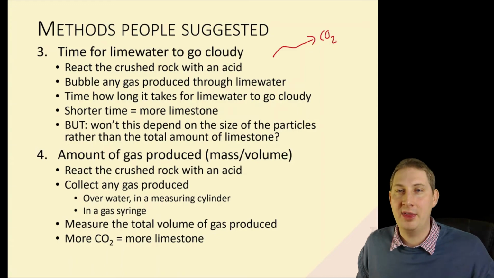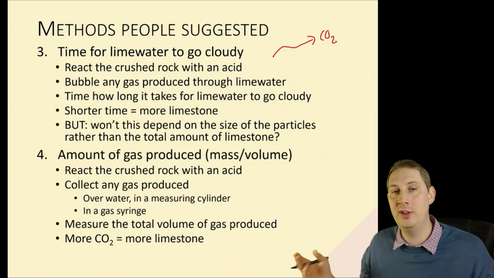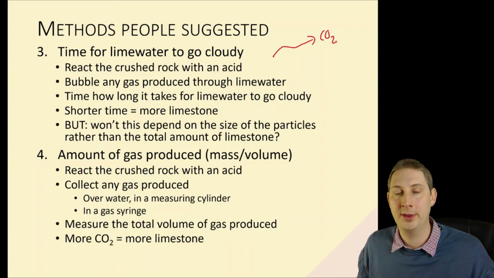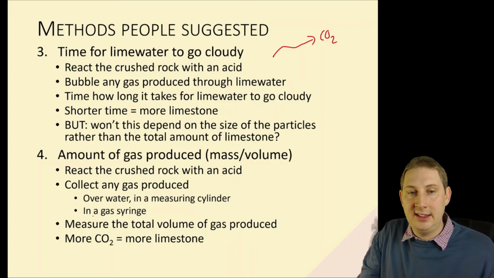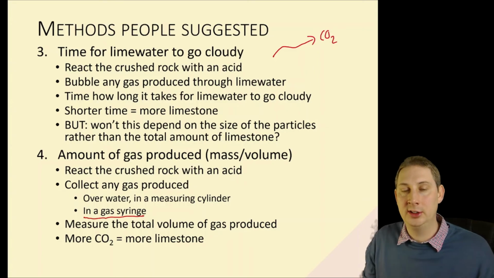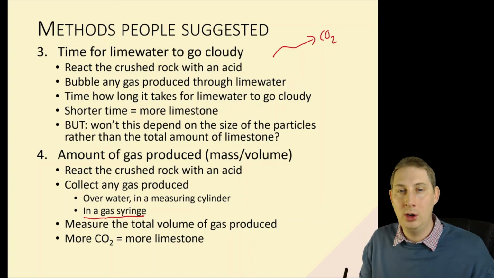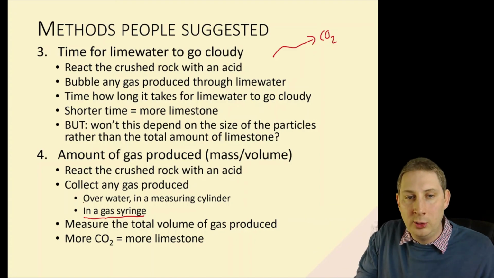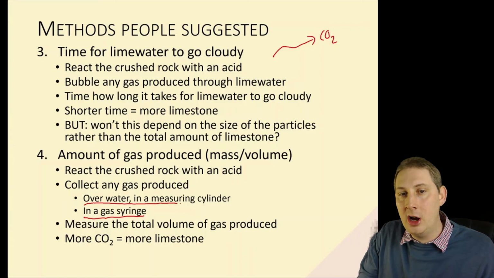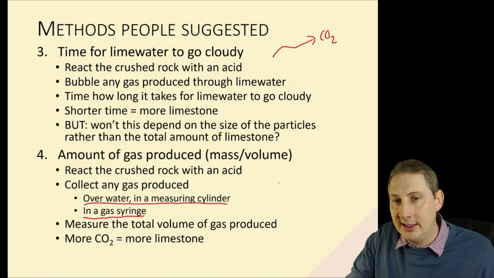The fourth method, and this is the one that I pointed you to the hint for, is that you measure the amount of gas produced, either the mass of the gas produced or the volume of the gas produced. So you react the crushed rock with an acid and you collect the gas that was produced. The easiest way is in a gas syringe. You literally have a tube going into a syringe that fills up with gas. Or, and this is what we do at GCSE, you collect it over water in a measuring cylinder.